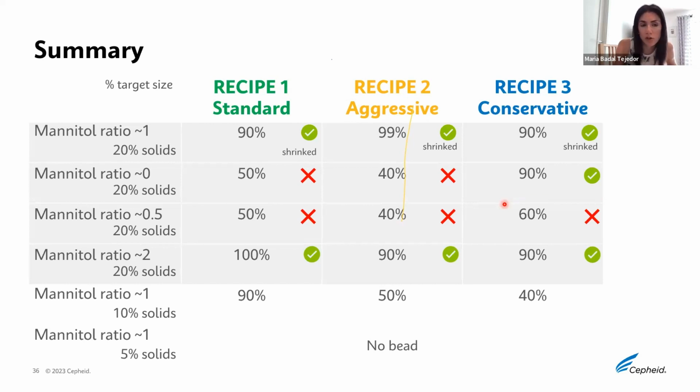When we decrease the solid content, even though we still keep the Mannitol ratio at 1, the bead shrinks, and it doesn't have a proper structure. It provides a very fragile structure that it's not possible to handle later on. And when the solids are even lower than 10%, then there is no bead remaining.